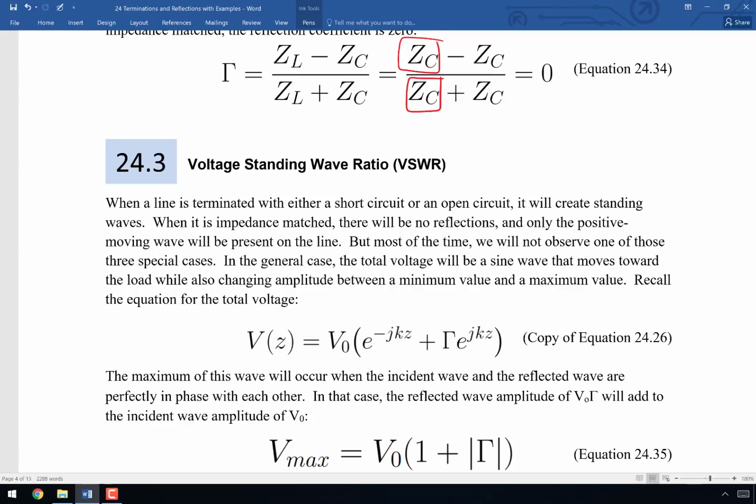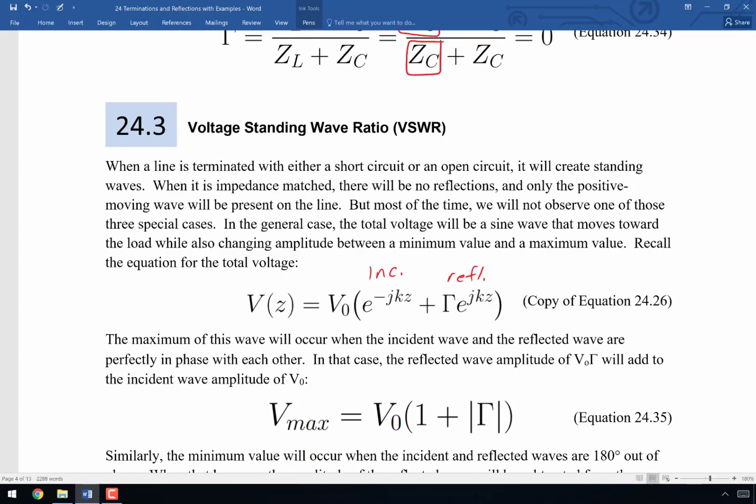But in reality, most of the time we won't be in any of those special cases. We'll just have some slightly or possibly significantly mismatched load. And so the question is, what's going to happen in those cases? Well, in those cases, we're going to have an incident wave. So again, we have the incident wave, and we have the reflected wave. Sometimes they're going to be interfering with each other positively. If they're in phase, then their amplitudes are going to add together. But if they're 180 degrees out of phase, then their amplitudes are going to subtract.